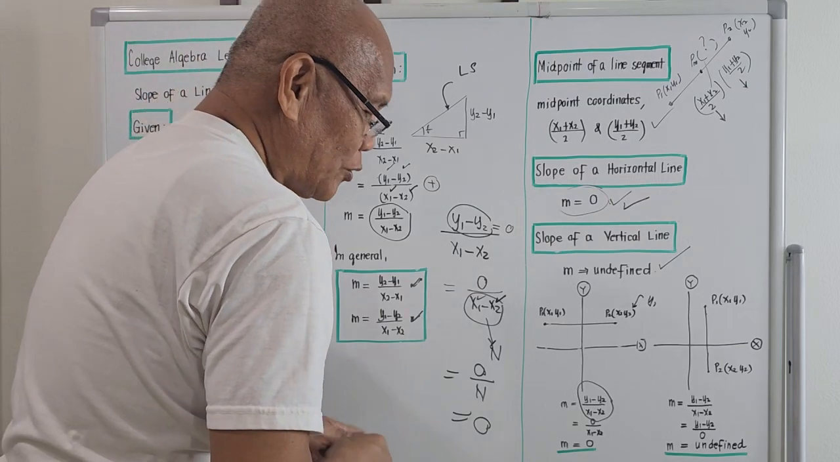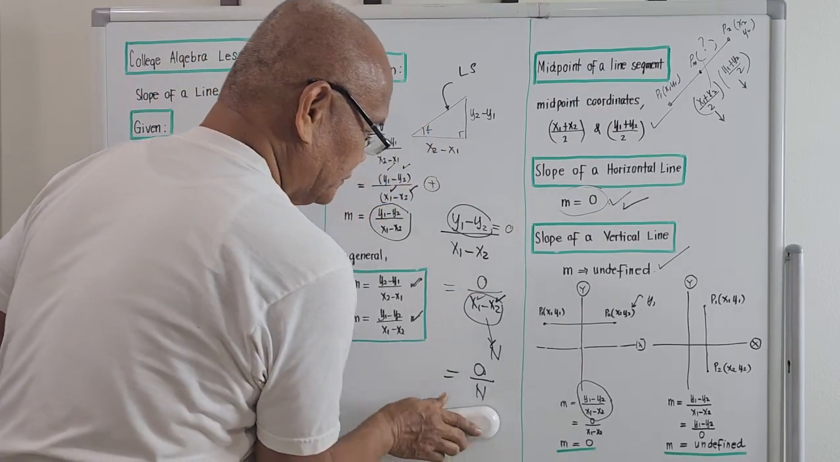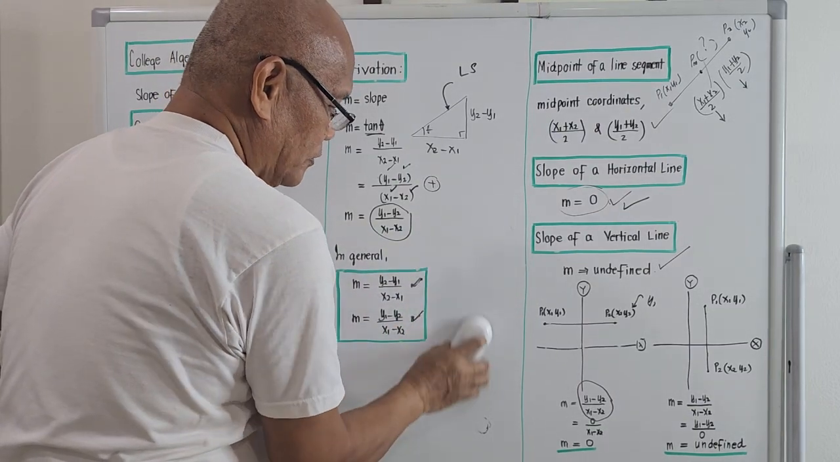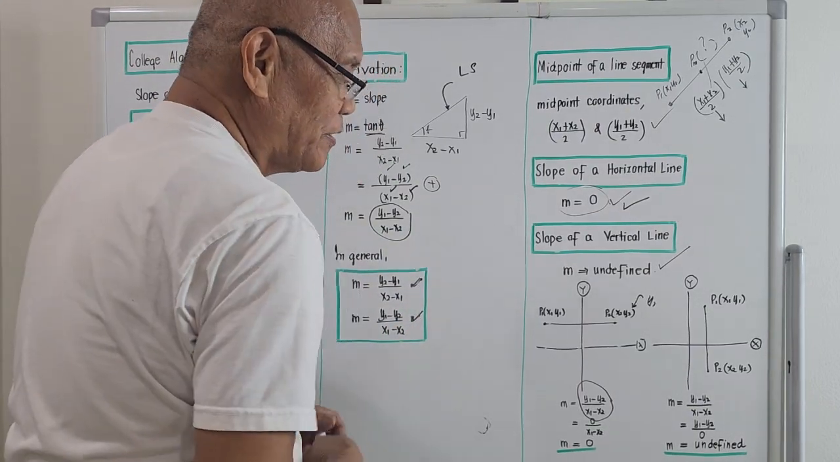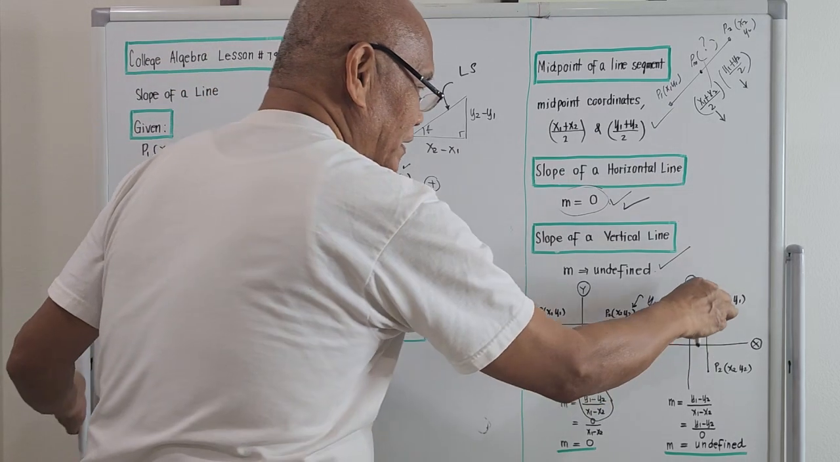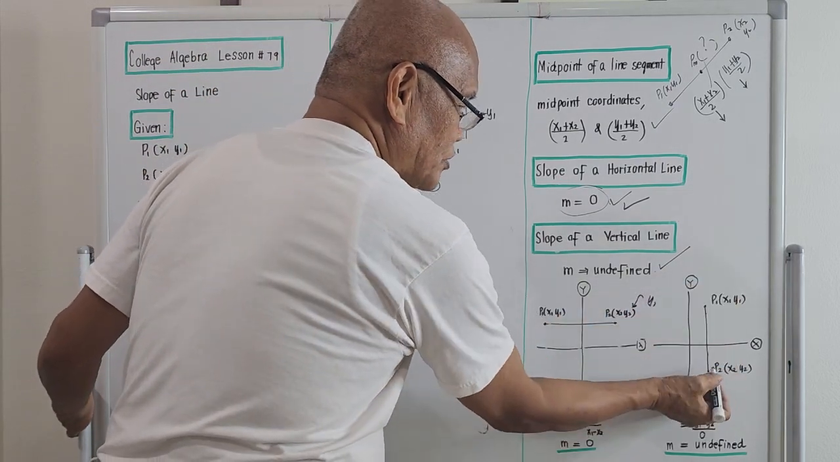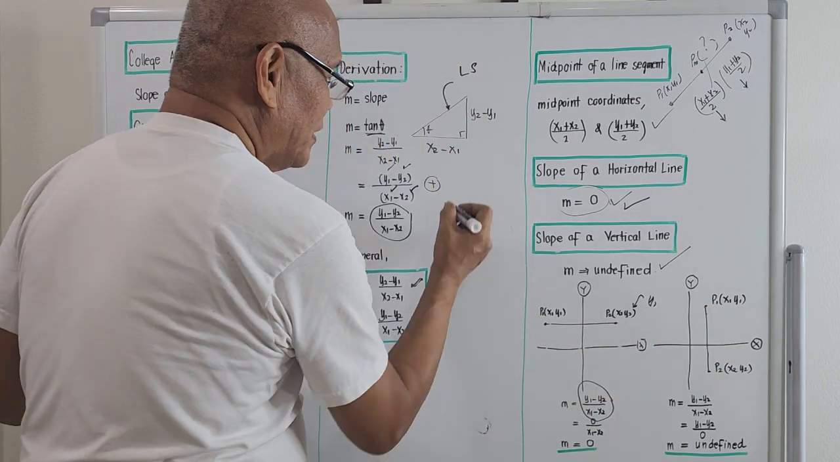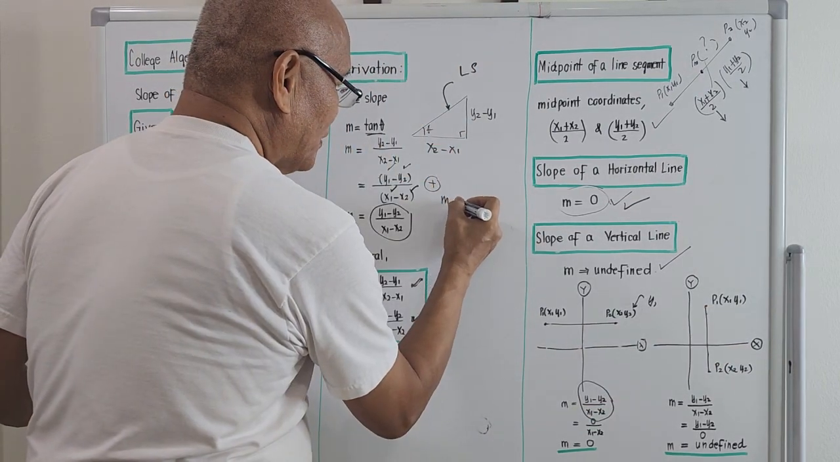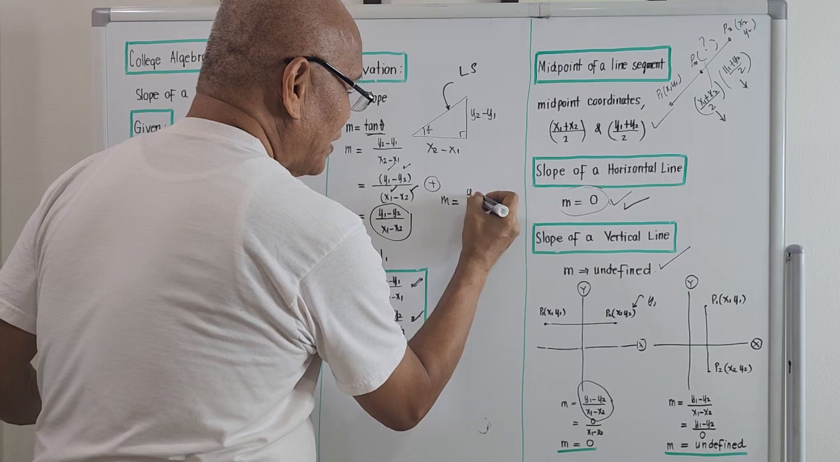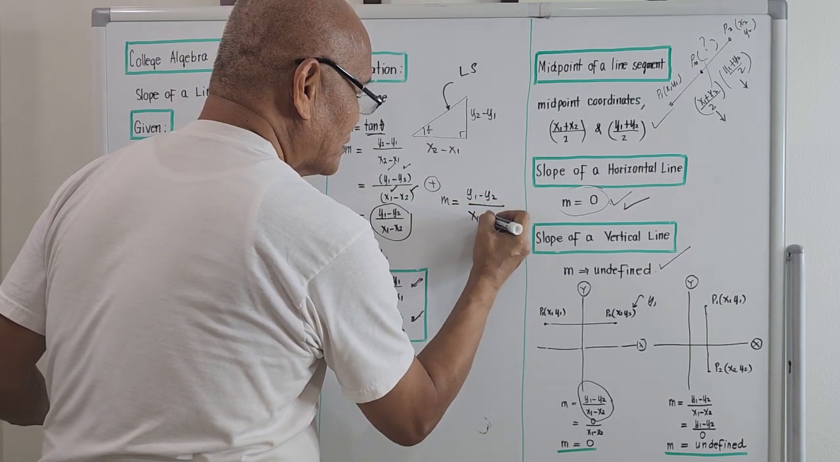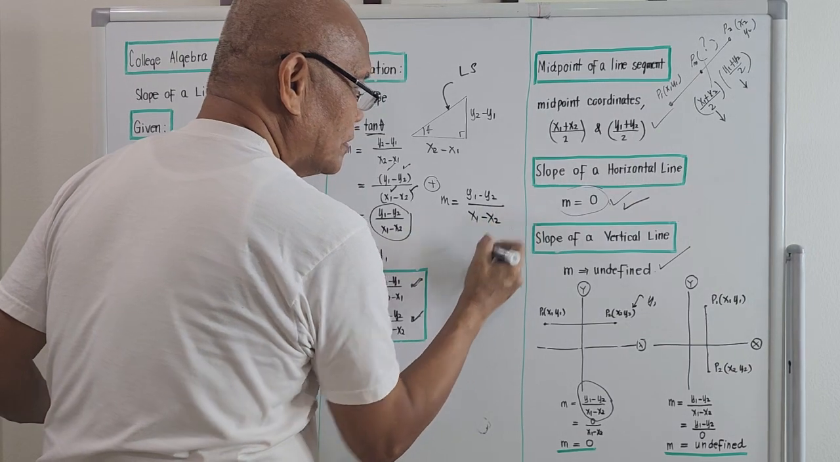Okay, let's go with the vertical line. For the vertical line, it's the same. This is the vertical line. This is point number 2. This is point number 1. Again, by using the slope formula, it is y1 minus y sub 2 over x1 minus x sub 2.